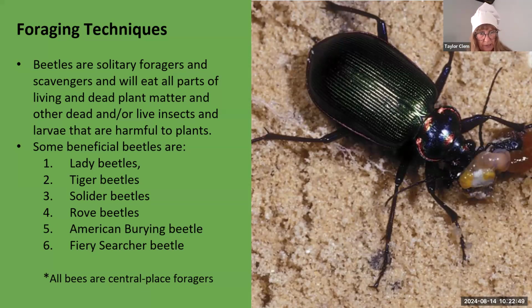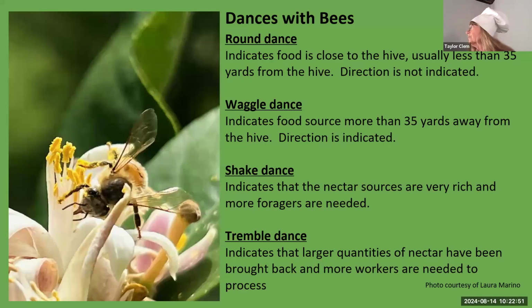Also, bees are central foragers, which means that they go back to the same place, whether it's the hive or whether they're solitary bees and they're going back to their place in the ground. Now, bees will send out scouts. They are forager bees. All forager bees are females. The male's sole purpose is to mate with the queen, and then they're done with it. So they will send out scouts.